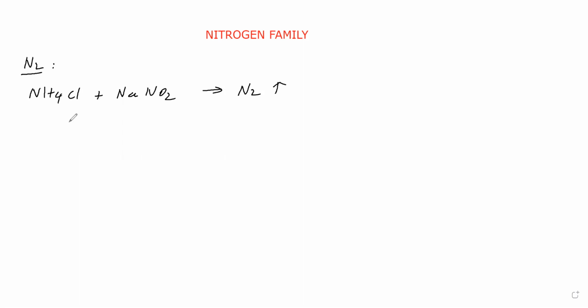This is a double displacement. What we will get means ammonium ion and NO2 minus, therefore NH4NO2. So let us remove all the hydrogens and oxygens by water. Remaining is N2. Therefore 2H2O we can write, plus NaCl. So ammonium chloride and NaNO2 on heating gives nitrogen gas.